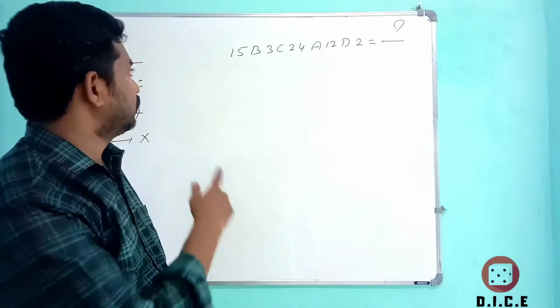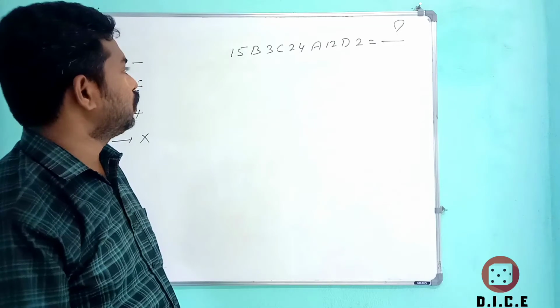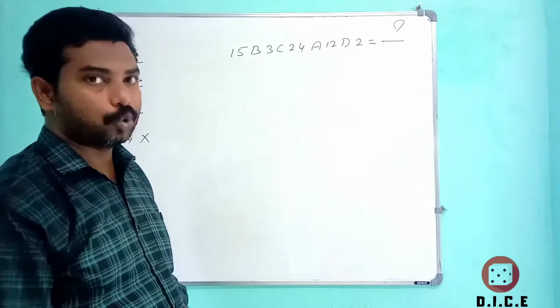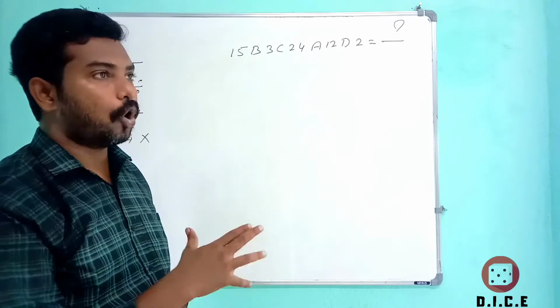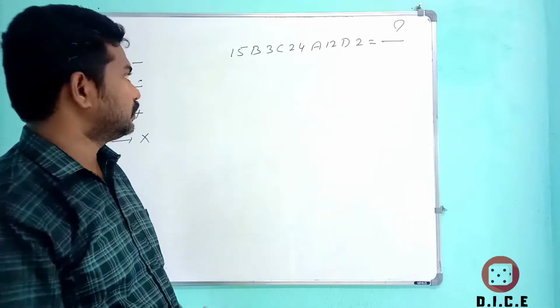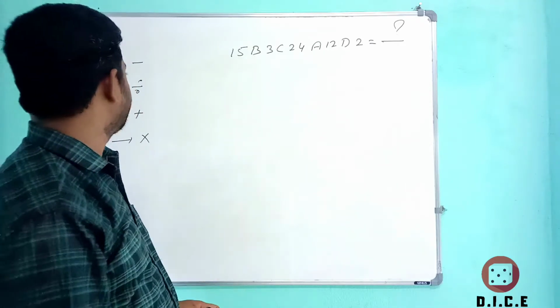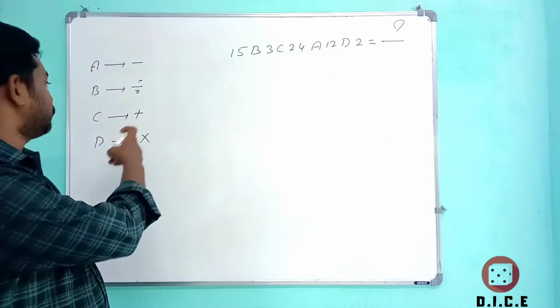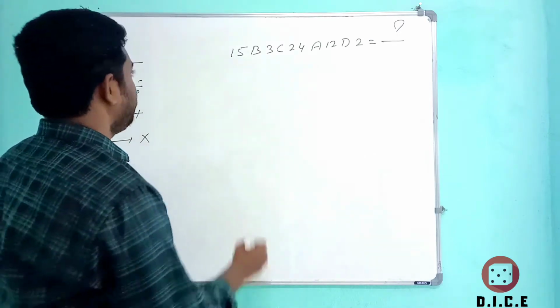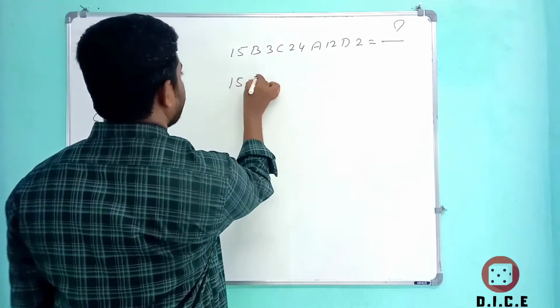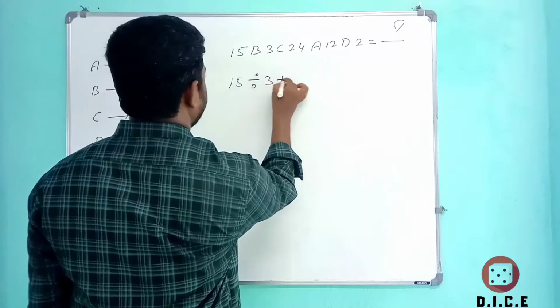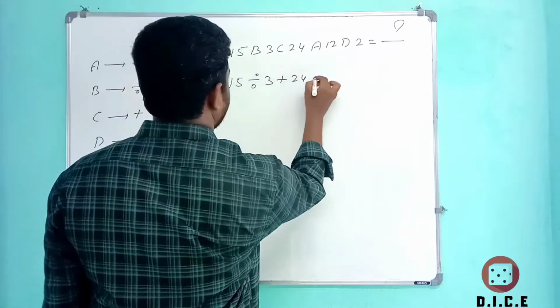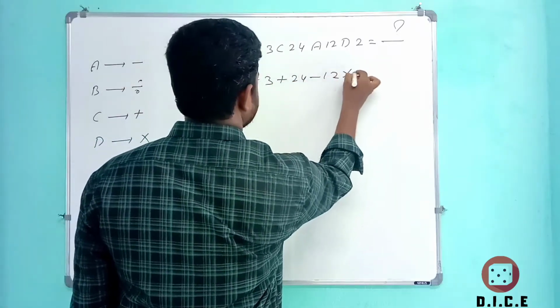So if you see the next question, 15 B 3 C 24 A 12 D 2 is equal to question mark. So we have to change all the letters into symbols according to the format. A means minus, B means division, C means plus, and D means into. So what is B? That is division, 15 divided by 3. And what is C? Plus. And what is A? Minus. And what is D? That is into 2.